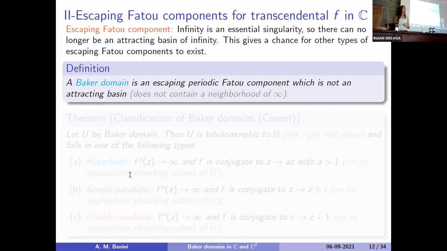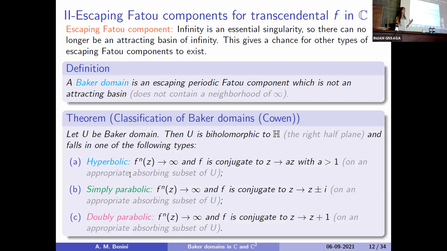These escaping Fatou components are called Baker domains. You can define Baker domains in many ways. Our definition for today is that it's an escaping invariant Fatou component which is not an attracting basin of infinity. So all cases except the one for polynomials. Basically, any escaping Fatou component that appears for a transcendental function is called a Baker domain. And there is a nice classification of these Baker domains in one variable, which is slightly different from what you would expect. If you look at it very naively, you remember the parabolic case? We said we have a point on the boundary that everything converges to.